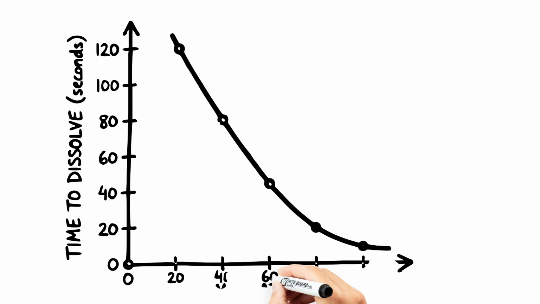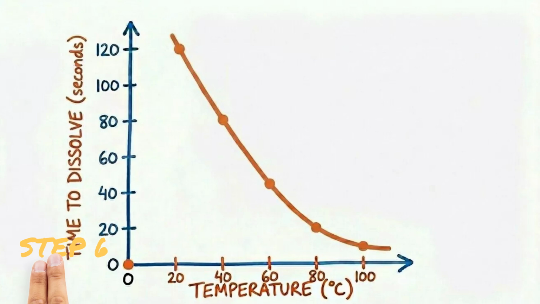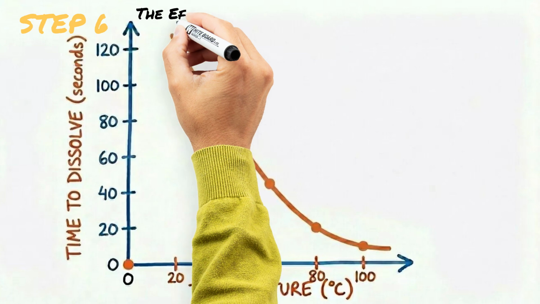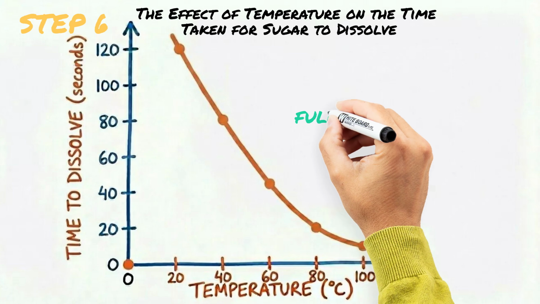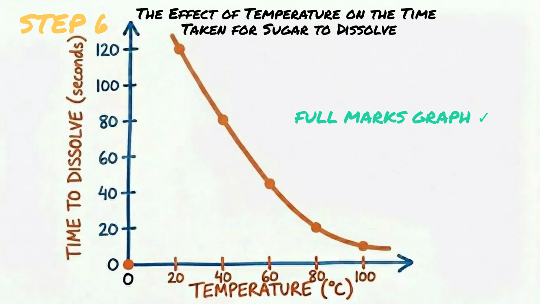Step 6. Add a title. The effect of temperature on the time taken for sugar to dissolve. 6 steps. Every box ticked. Full marks graph. Now read the graph.